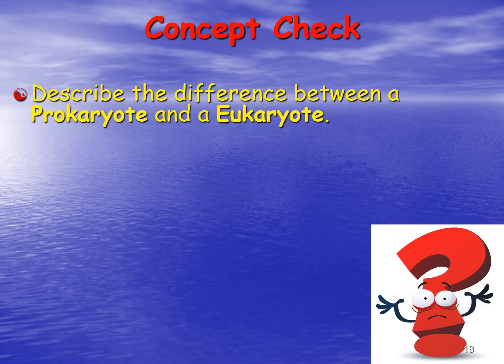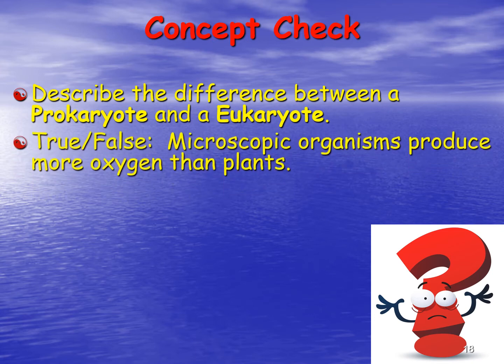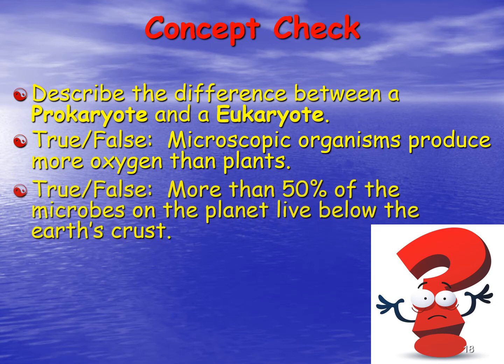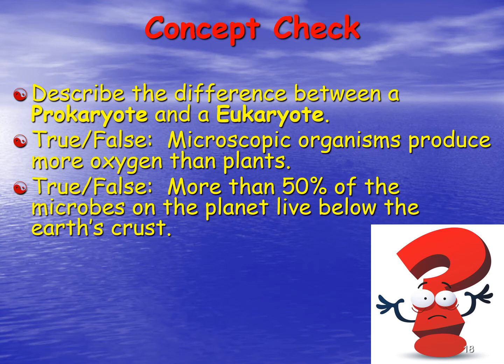So, you should definitely know the difference between a prokaryote and a eukaryote. And here's a good true and false question: Microscopic organisms produce more oxygen than plants. Another one: more than 50% of the microbes on the planet live below the Earth's crust.